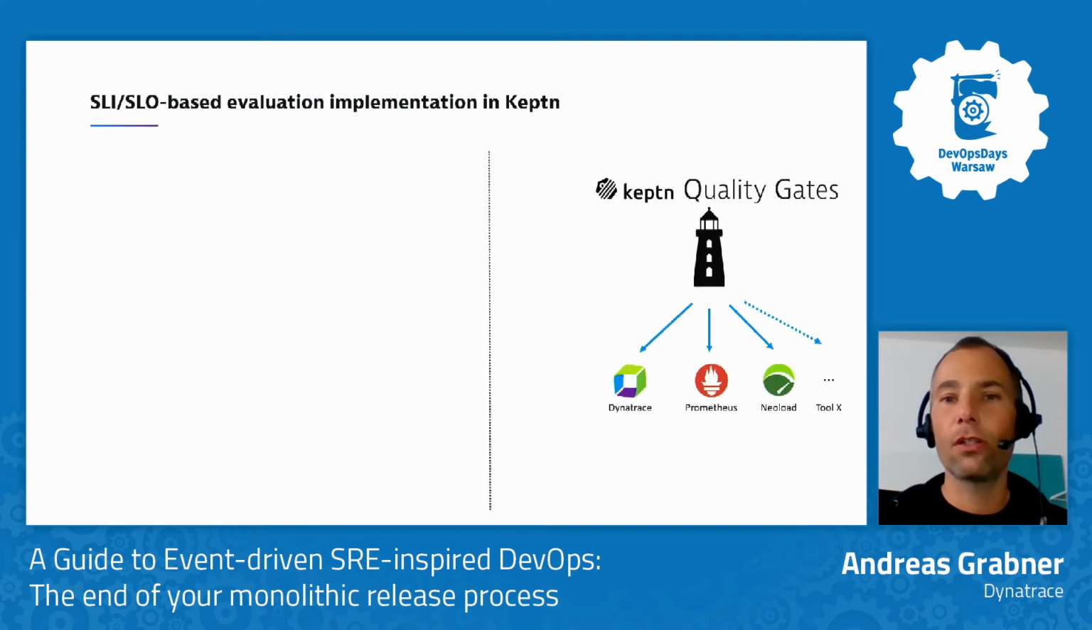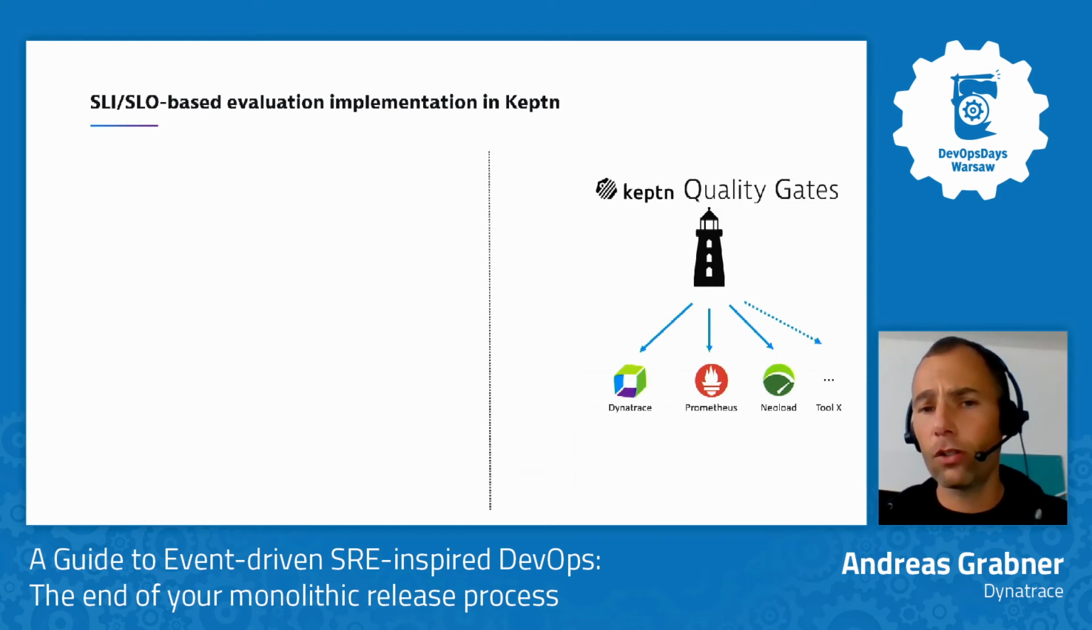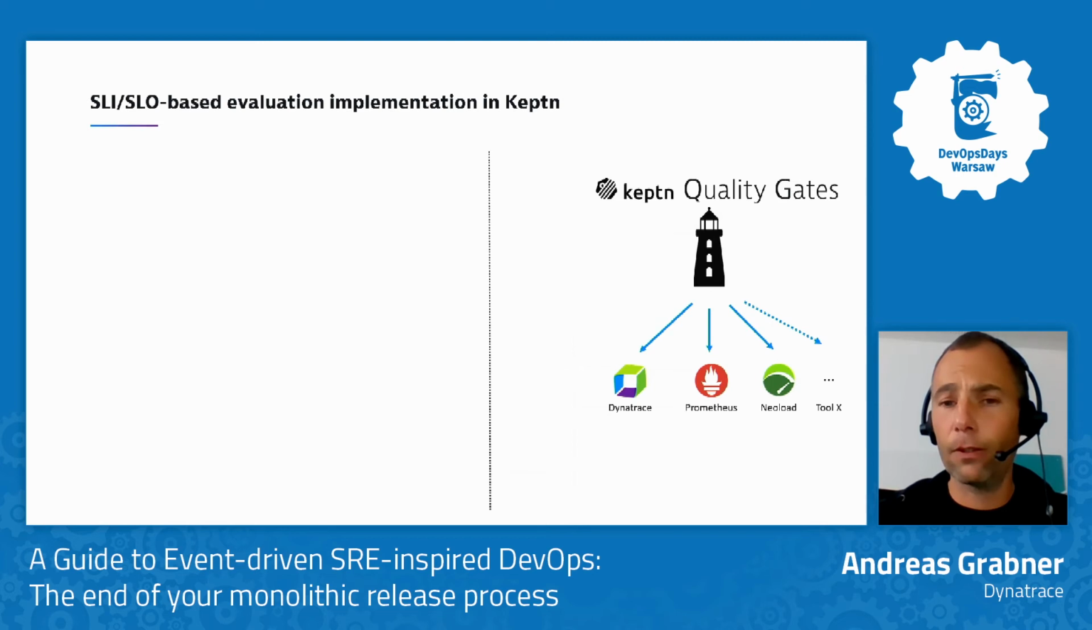Technically, we call the feature Captain quality gates. We are connecting to all of your monitoring tools through the event-driven model, so you can plug in any type of monitoring tool. Right now we support Prometheus, Dynatrace, and Neoload. Weaveworks is in the works, being built by the community right now. But you can plug in your own tool by integrating it with Captain.